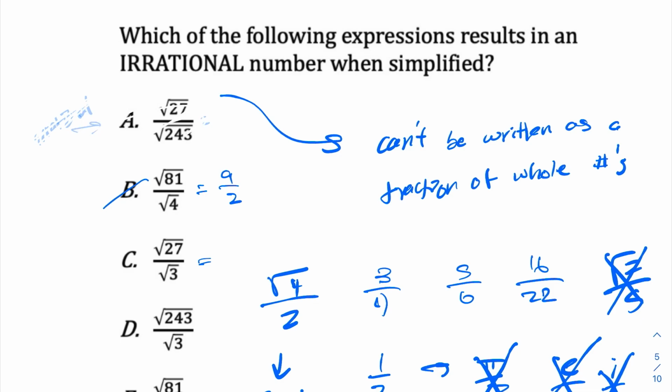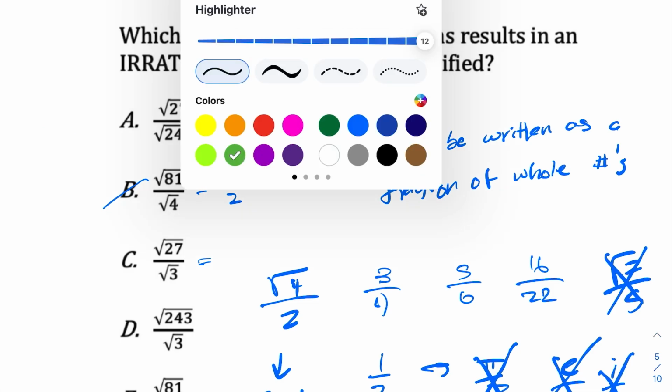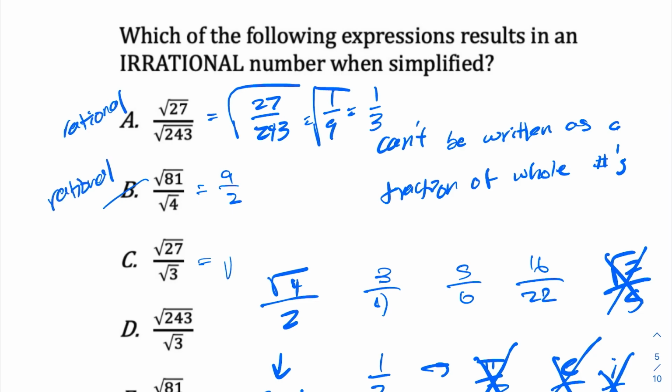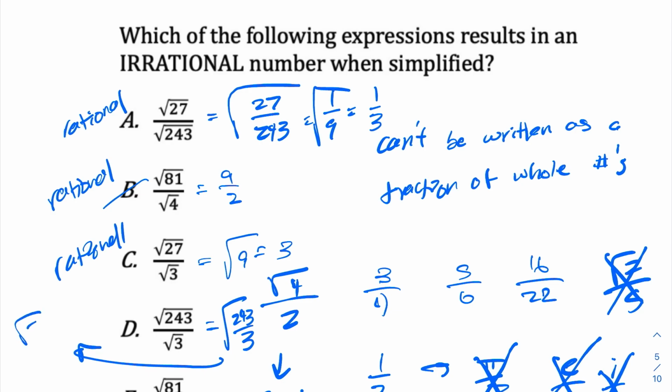Let me explain. So what you can do in this case is you can actually expand this to be 27 over 243, which is going to give you 1 over the square root of 9, and that's just going to be 1 over 3. So this is going to be rational. This is going to be square root of 9, which is equal to 3. It's rational. This is going to be 243 divided by 3. It's going to be square root of 243 over 3. This ends up being square root of 81, which equals 9.